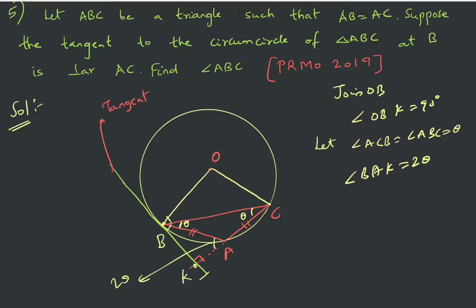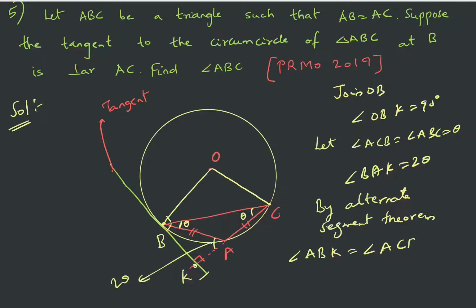Now what I'm saying is, AB is what? AB is the chord of a circle and this is the tangent. So the angle made by the chord with the tangent at the point of contact, that is this angle ABK, should be equal to the angle subtended by the chord in the alternate segment, right? This is the alternate segment theorem which we have studied. So by the alternate segment theorem, angle ABK is equal to angle ACB, right?